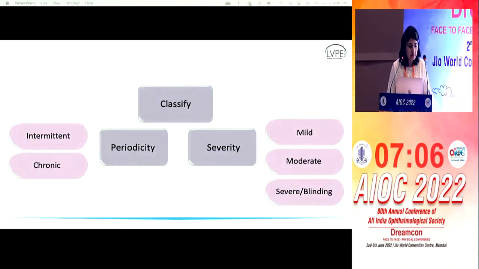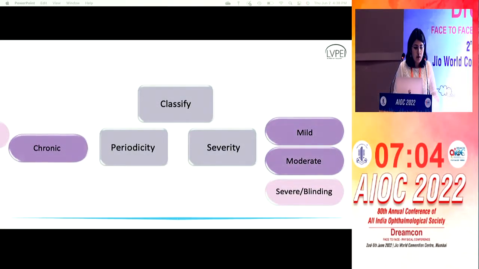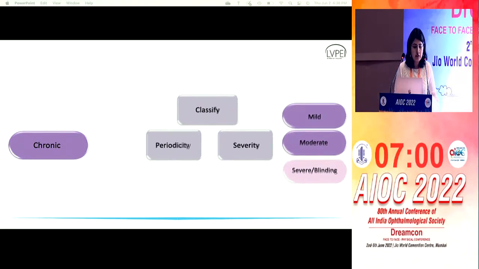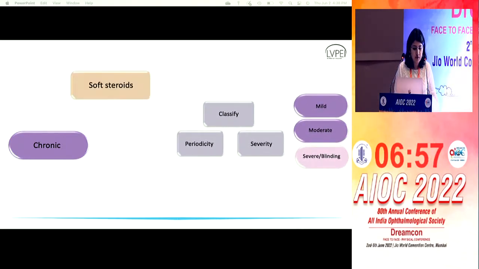So let us see now how to manage these cases. When the patient has a chronic disease with mild or moderate severity, in the acute phase, the usual armamentarium of drugs is used.